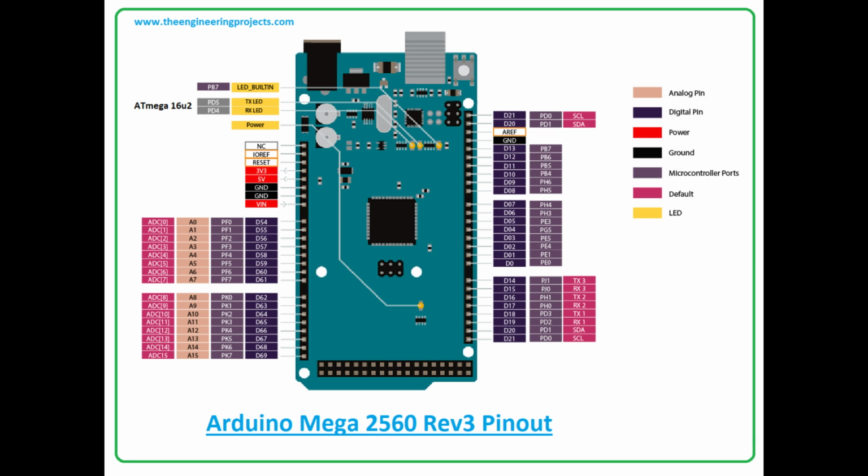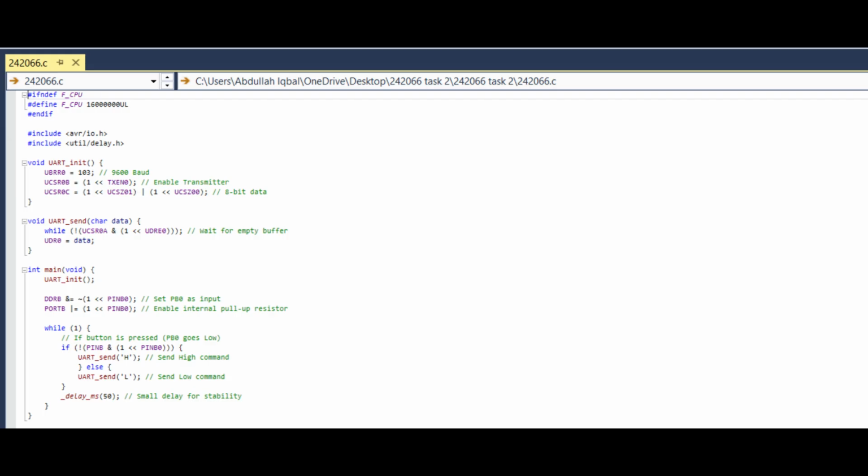Everything is simulated inside Proteus 8, with no physical hardware for task number 1, but I have done the hardware for task number 2. So let's get started. Before we look at the code, let's understand UART on the ATmega 2560.